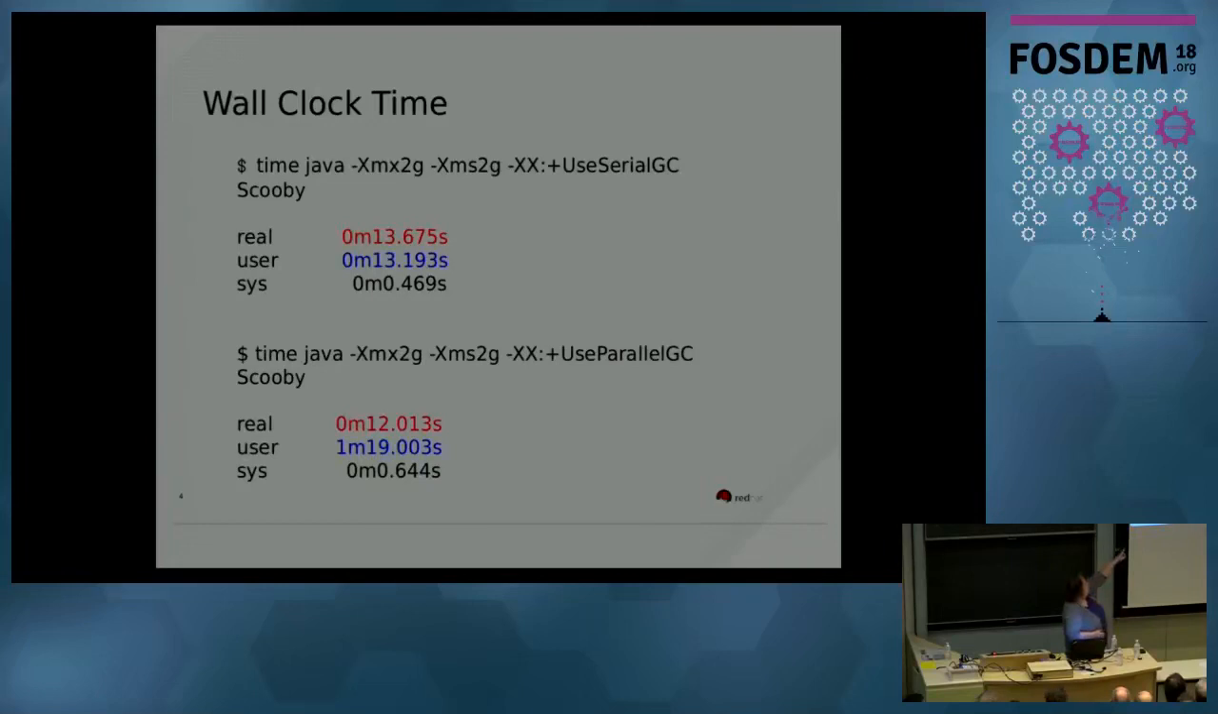Here you can see that when you run parallel and serial, parallel does take a millisecond and a half less. But look at how much time the user spent. It spent like 1 minute and 19 seconds of CPU power, right? If you're trying to measure your CPU cycles, that's something that you might want to keep in mind when you're trying to talk about 2 different garbage collectors.